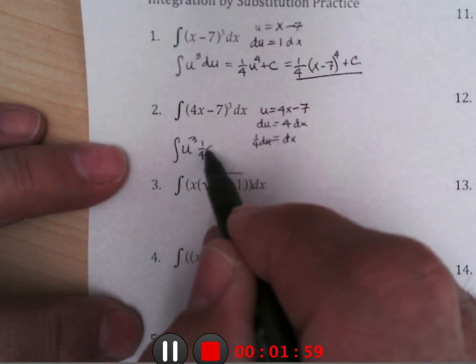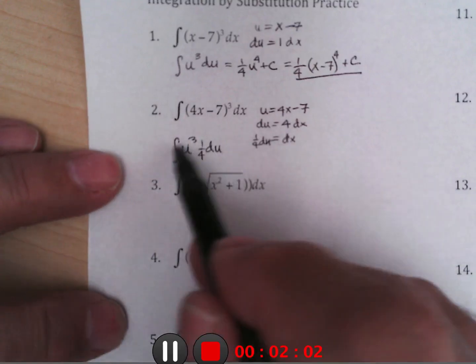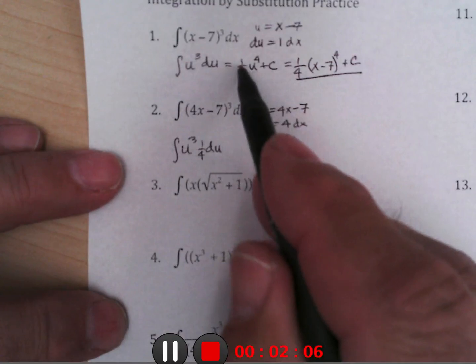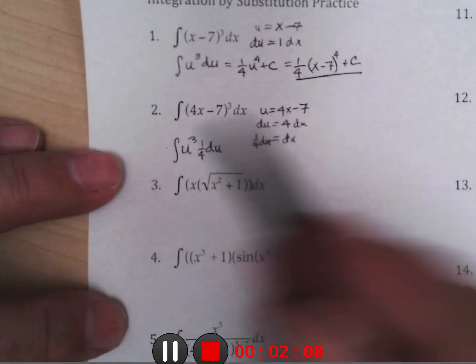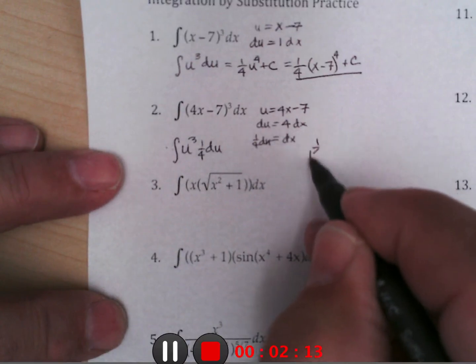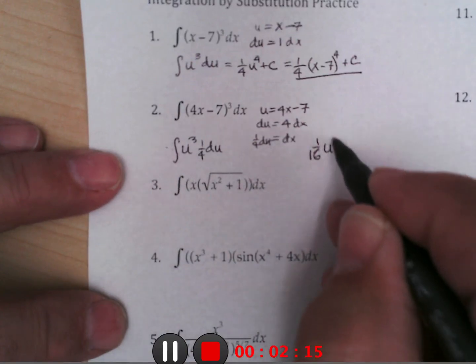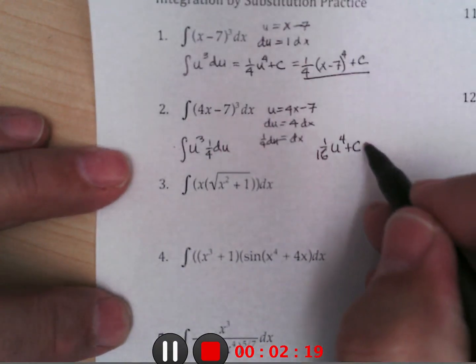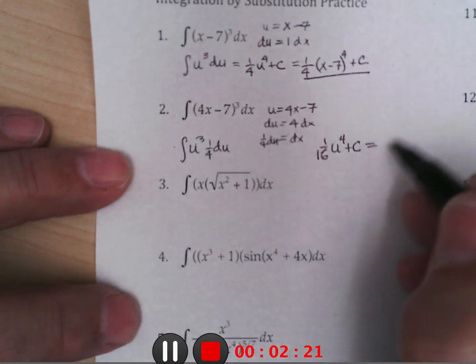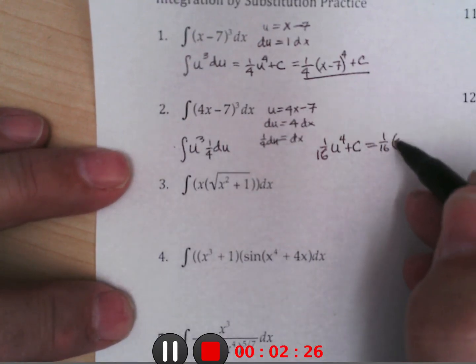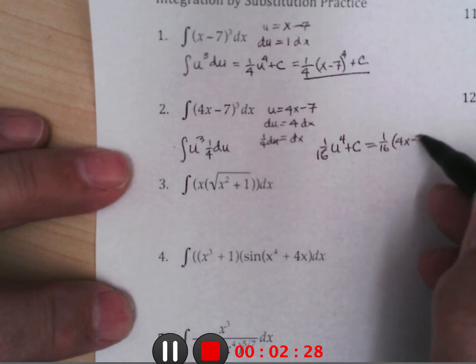The 1/4 comes out, and then integrate u to the third, like we did before, becomes 1/4 u to the fourth, times another 1/4, so we get 1/16 u to the fourth plus c. Replacing u with what we used for the substitution, we get 1/16 of (4x minus 7) to the fourth plus c.